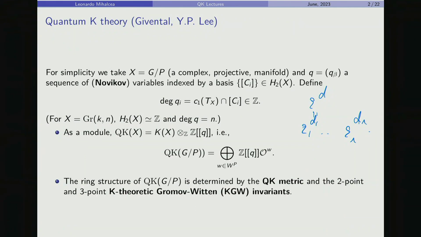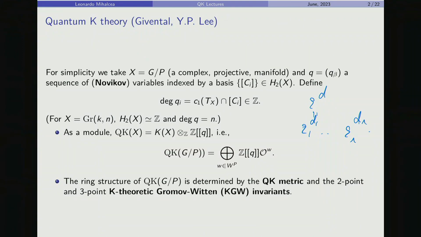So in particular, because the K-theory of the partial flag manifold is a free module over Z, then automatically you have that the quantum K-theory is a free module over this power series ring. So additively, the quantum K-theory is very simple. However, what is interesting here is how you actually define a multiplication in this free module. So that's going to take us a while.